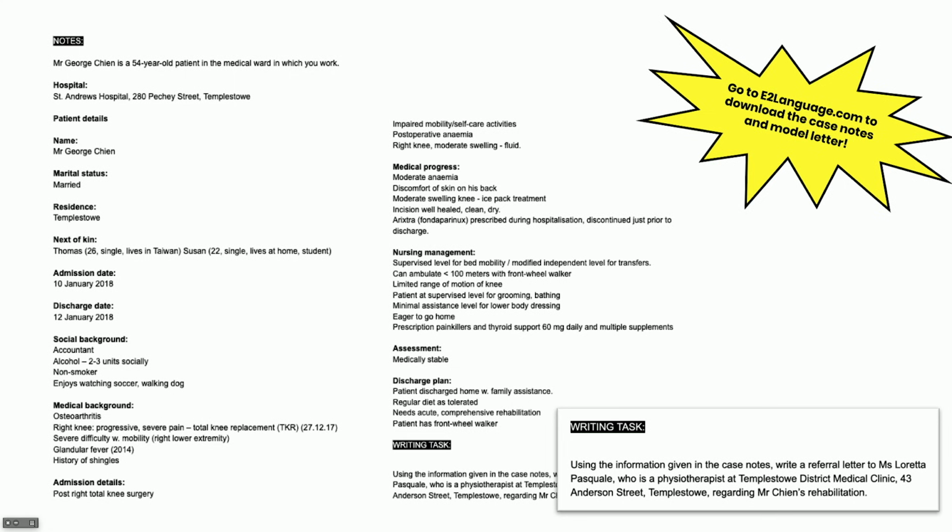the structure is based on these case notes. And if you want these case notes, you can go to e2language.com and sign up for free. These are nursing case notes, but we also have a free set of medicine case notes as well, which also include the model letter. So check it out on e2language.com.